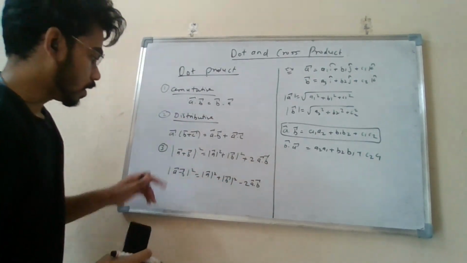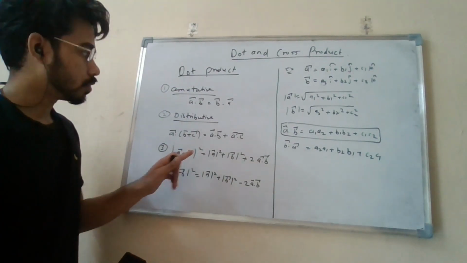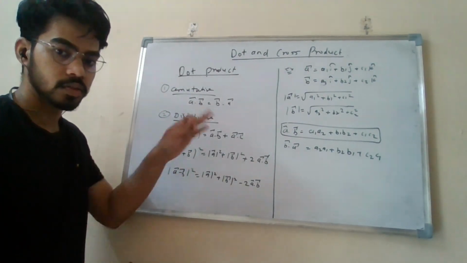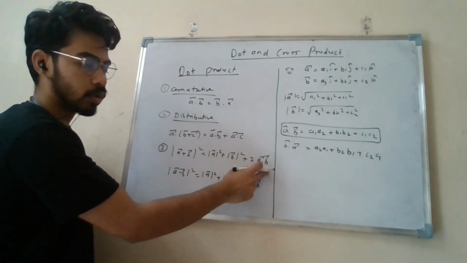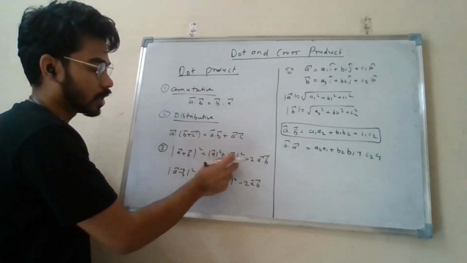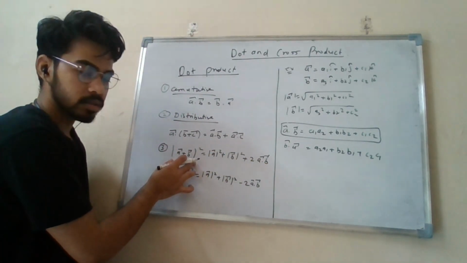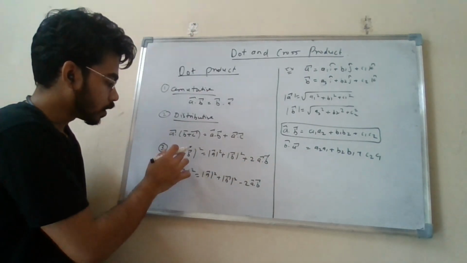Means I have to find mod of (A plus B) square. Two vectors are given, and we take their addition and then the square. We simply calculate mod A square plus mod B square plus 2 A dot B. A dot B is a scalar quantity; scalar, scalar, scalar. So mod A plus B square will give us a scalar value.